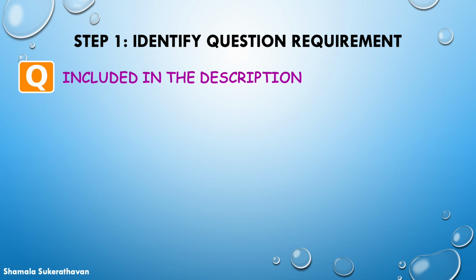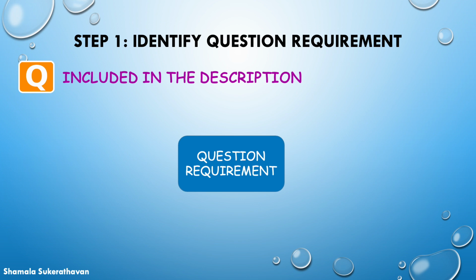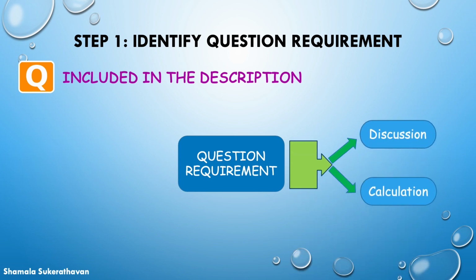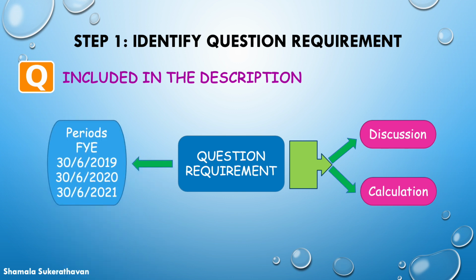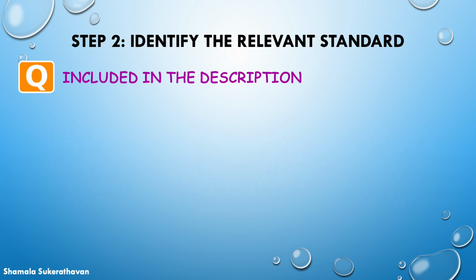We will start by looking at the question requirement, which is to discuss with suitable calculation how the building should be accounted for in the financial statements of ABC Limited. Important, deal with both parts of the question, that is the discussion and the calculation. Also, pay close attention to the accounting periods you are required to deal with in the question. In this case, we are looking at financial years ended 30th June 2019, 2020 and 2021.